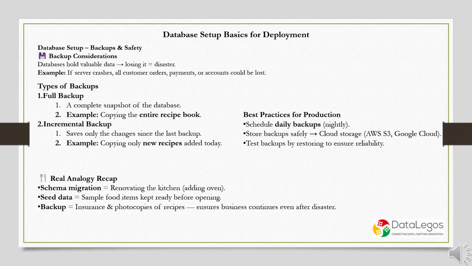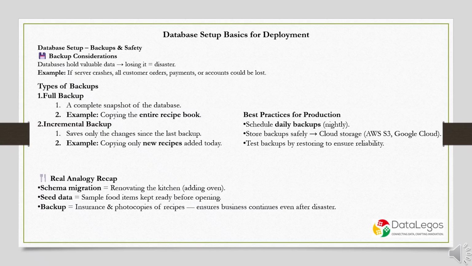Types of backups. Full backup, a complete snapshot of the database. Analogy: copying the entire recipe book. Incremental backup, saves only the changes since the last backup. Analogy: copying only the new recipes added today.